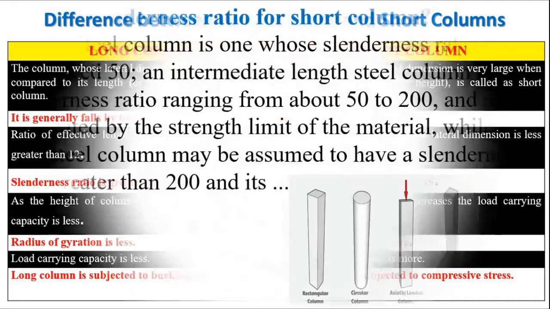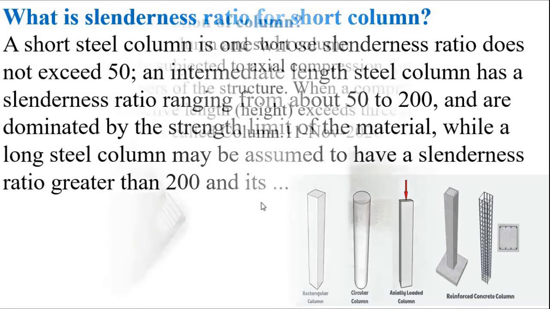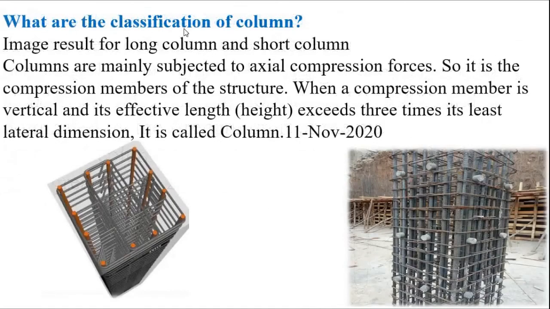Next one is, what is the slenderness ratio for a short column? A short column is one whose slenderness ratio does not exceed 50. An intermediate length steel column has a slenderness ratio ranging from about 50 to 200 and is dominated by the strength limit of the material, while a long steel column may be assumed to have a slenderness ratio greater than 200.